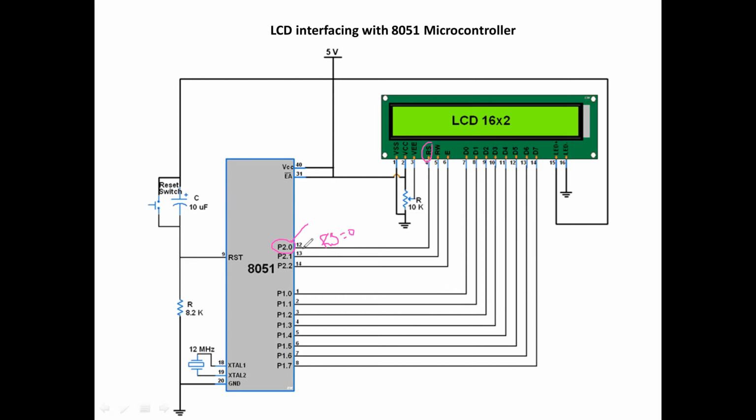Okay, we just interface this line. By controlling these port pins only, we can command the LCD. Right? If you put 0 here, then here will be 0. So the LCD will understand that now I'm going to get a command.